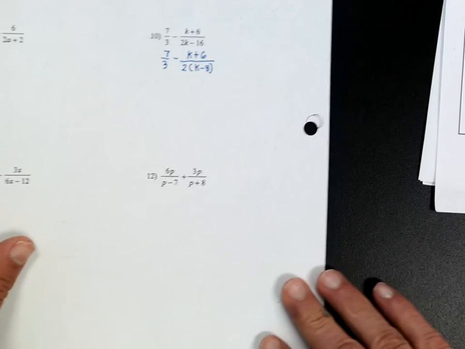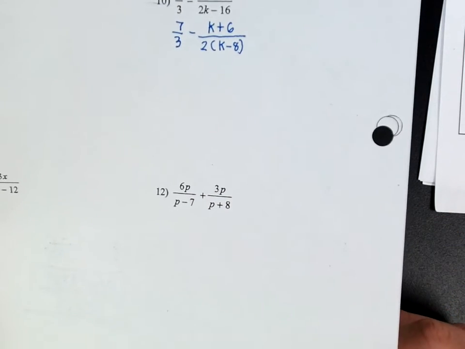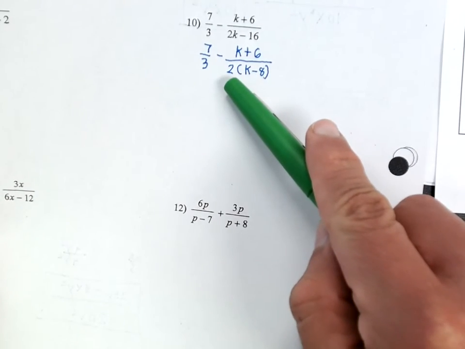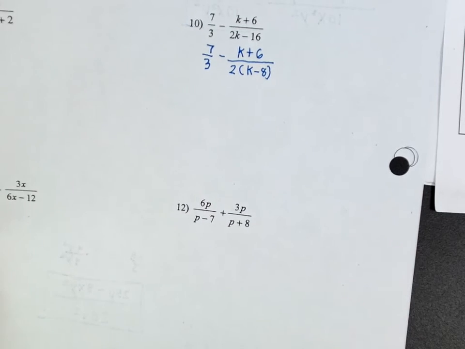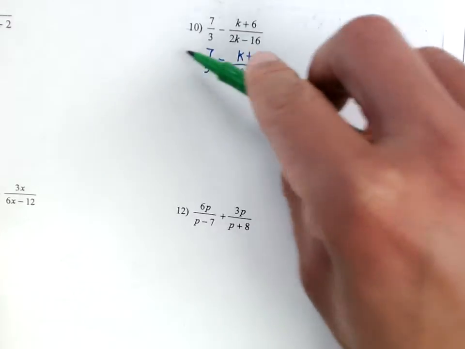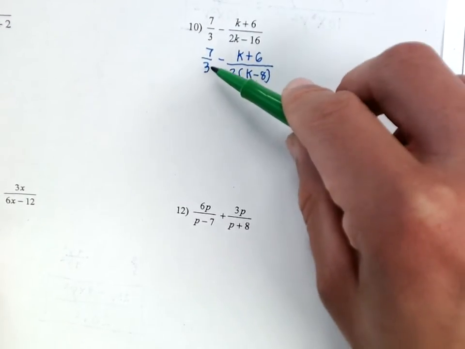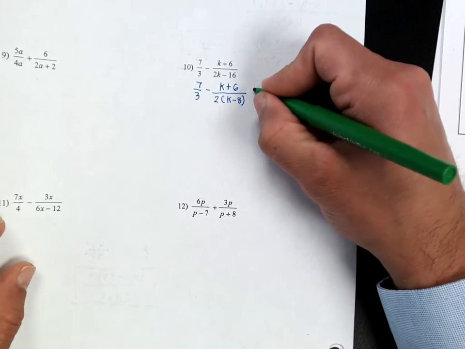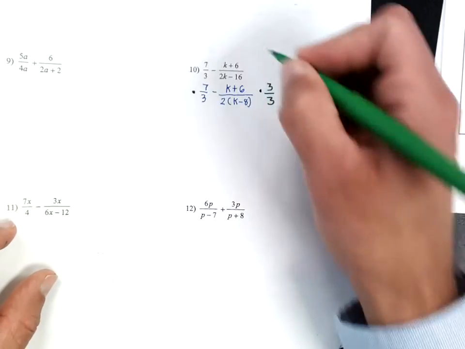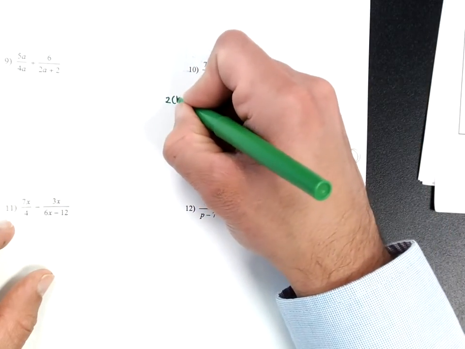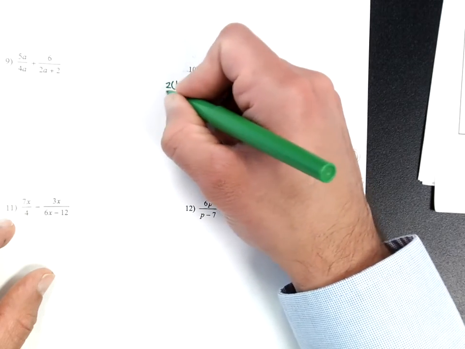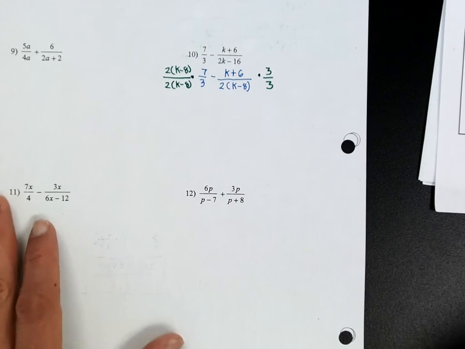Alright, so look at the denominators. Do they have anything in common? There's nothing in common. I have a 3 here, I have a 2 here, I have a k minus 8. So what I'm going to have to do is multiply this right side. Basically, I'm going to multiply by each other's denominators. So I'm going to multiply this right side times 3. So multiply this top and bottom by 3. And I'm going to multiply this left side by 2k minus 8. If I multiply on the bottom, I have to multiply on the top. So that's what I got.